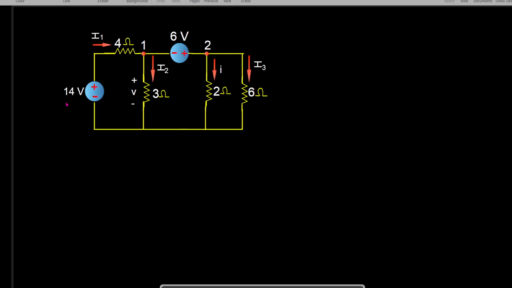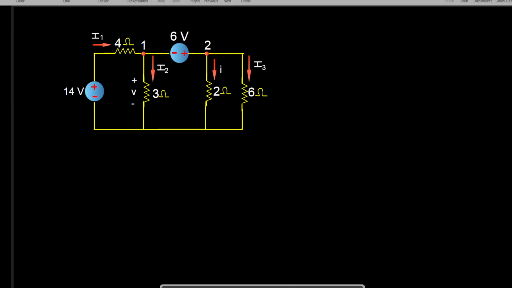This is the electric circuit given. Here, 14 volt and 6 volt voltage sources are available, and then 4 ohm, 3 ohm, 2 ohm and 6 ohm resistors are available. Node 1 and 2 are already mentioned in the problem itself, and the voltage across this 3 ohm is also denoted as V in the problem. The current I flowing through the 2 ohm resistance is also mentioned in the problem.